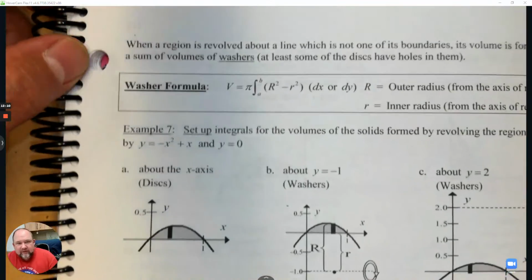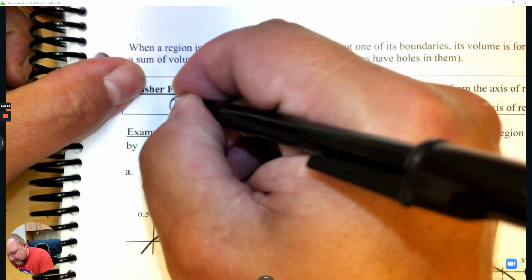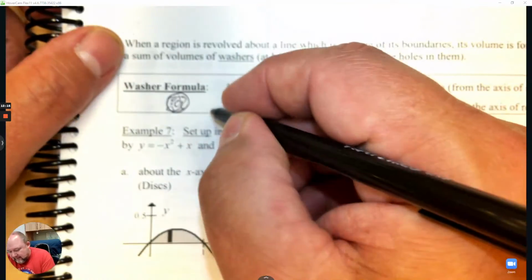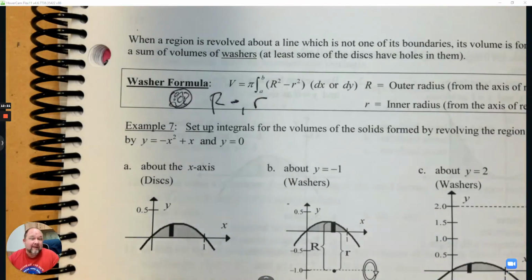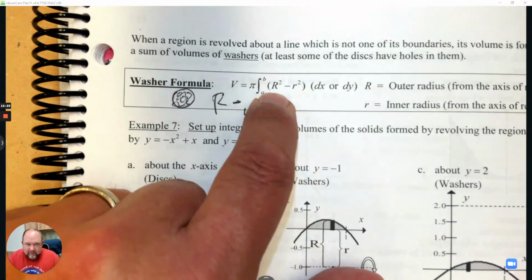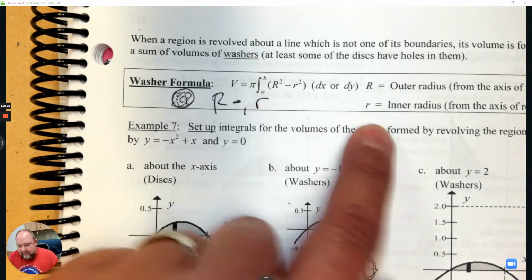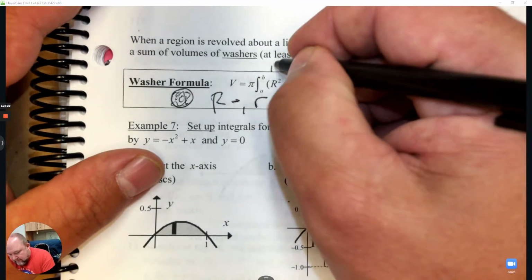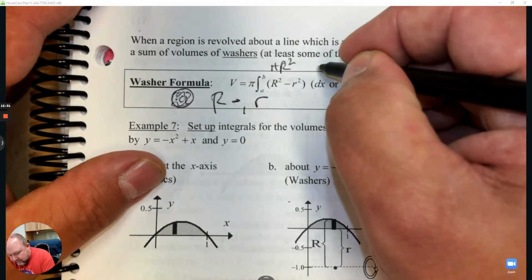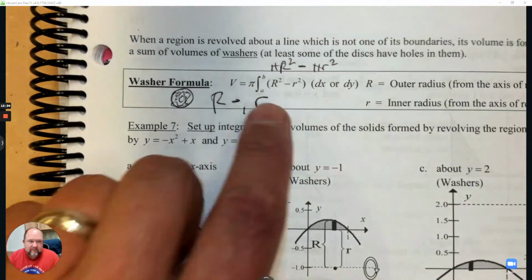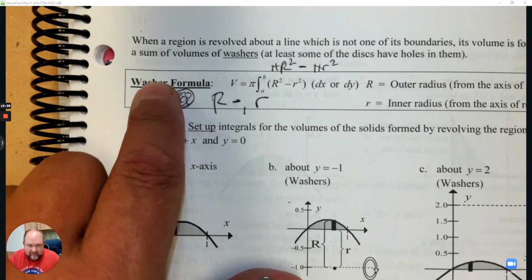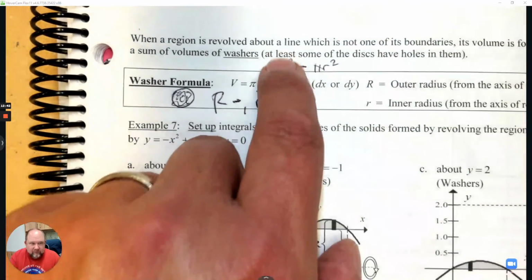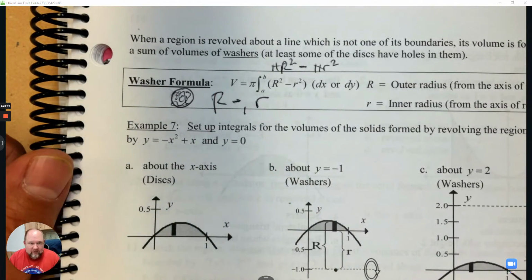Sometimes you have what's called a washer. A washer is like a donut. For a washer, you have a big radius and a small radius, and you're going to subtract the two circles, and what's left over is the volume you need. So you have a big circle and a small circle. When you subtract that, you get the area and the volume that you need. This is just set up in an easier way to plug in and use.